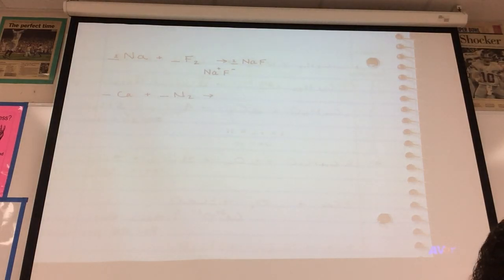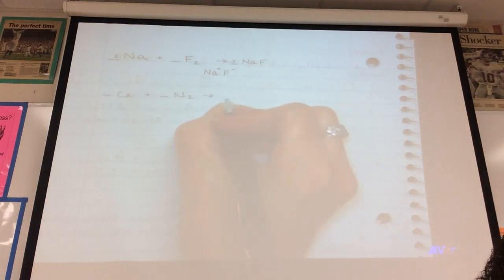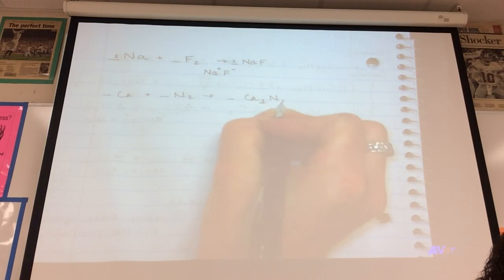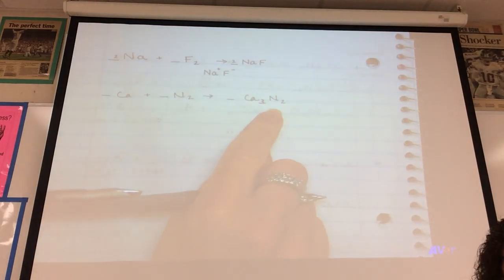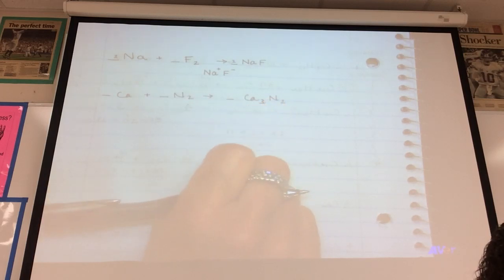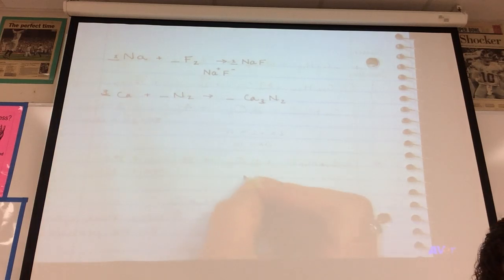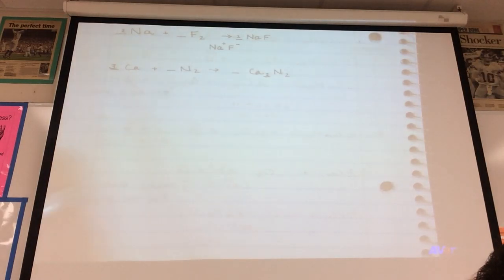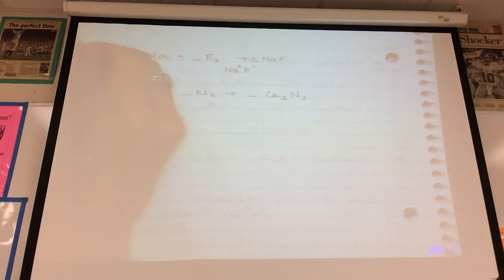In the second example, you have calcium reacting with nitrogen gas. Again, you must formula write your product. How did I get that product? The calcium's 2 plus, the 2 drops down, the nitride is 3 minus, the 3 drops down, and then you can balance that equation. And again, to classify these, because it did ask for it, these are all synthesis reactions.